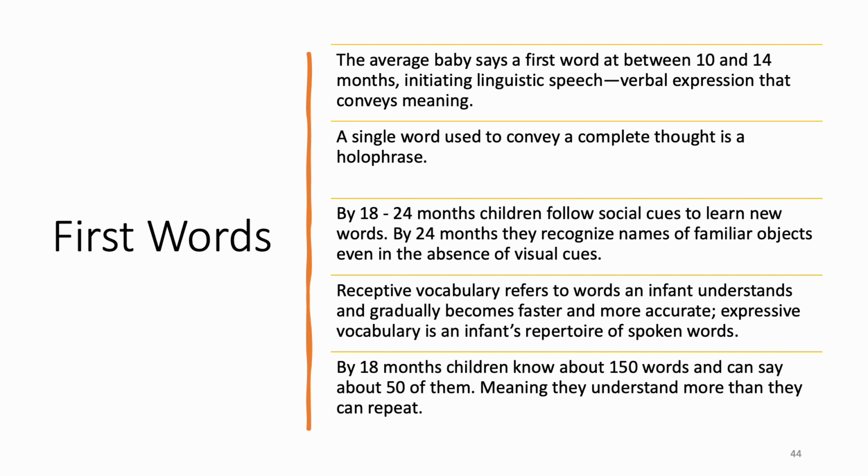By 18 to 24 months, children follow social cues to learn new words, and by 24 months, they recognize names of familiar objects, even in the absence of visual cues. Receptive vocabulary refers to words an infant understands and gradually becomes faster and more accurate. Expressive vocabulary is an infant's repertoire of spoken words. By 18 months, children know about 150 words and can say about 50 of them, meaning they understand more than they can repeat.